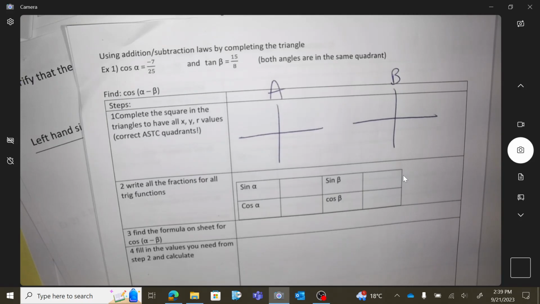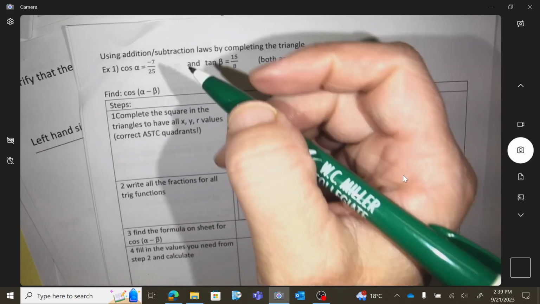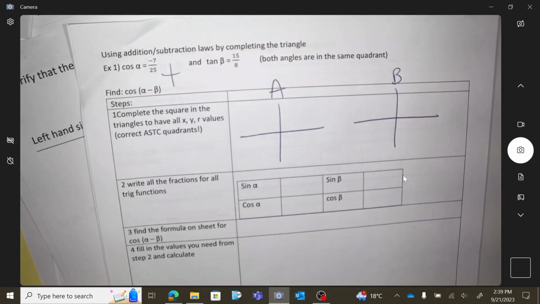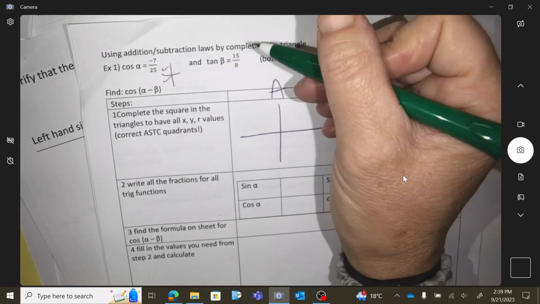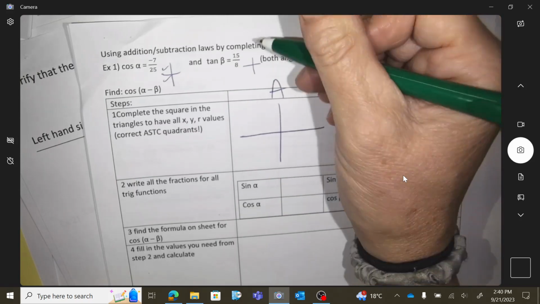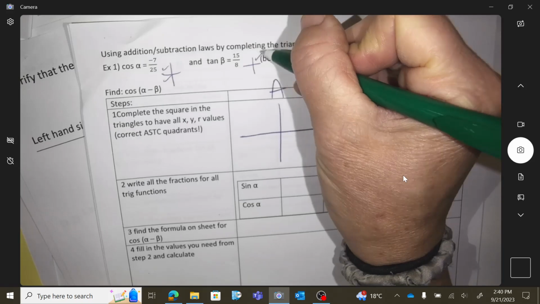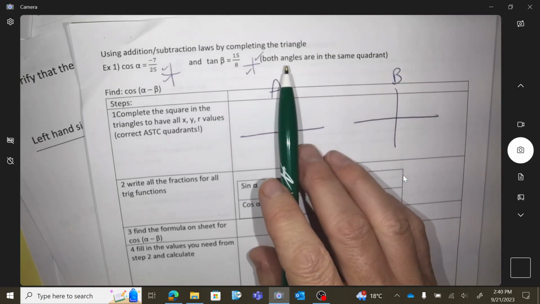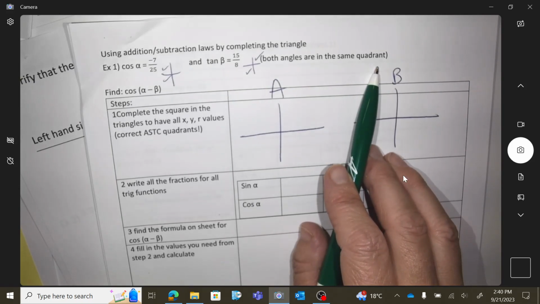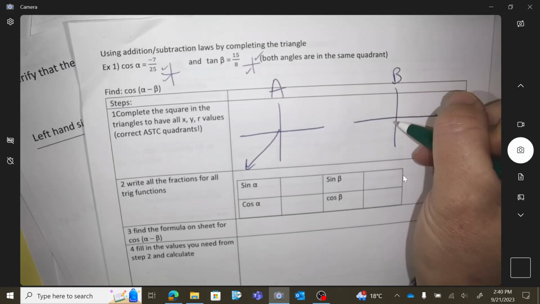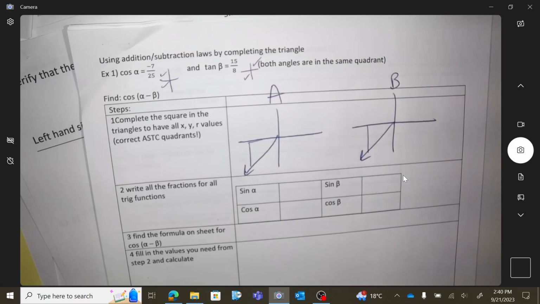We know A has a negative cos. Where could you be right now with A? The left. Tan of angle B is positive, so B is allowed to be in quadrant 1 and 3. Both angles are in the same quadrant, so therefore both are in quadrant 3. So that's the first kind of step. Figure out where your angles are.